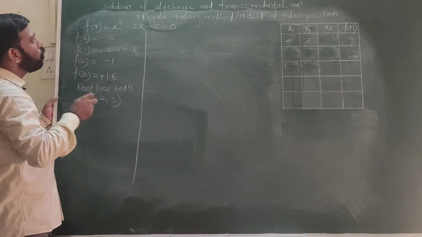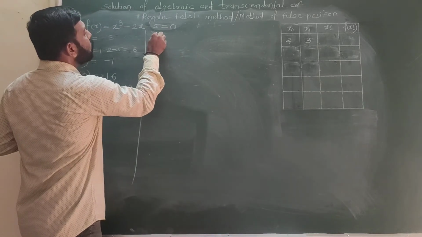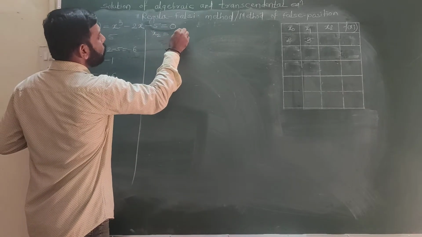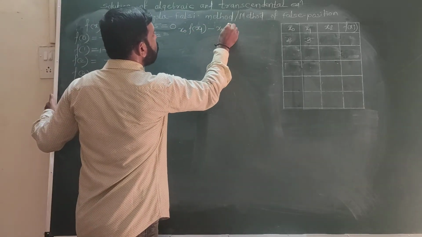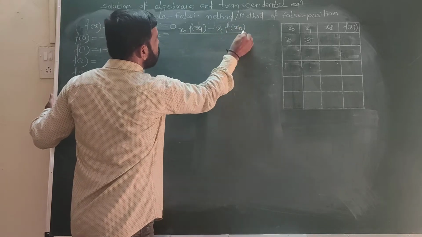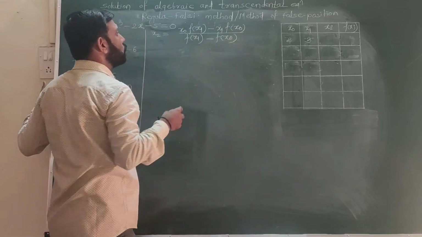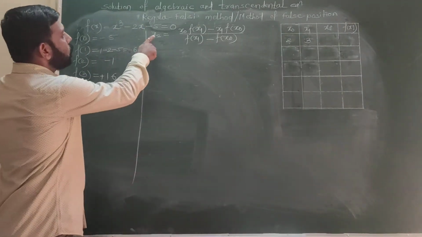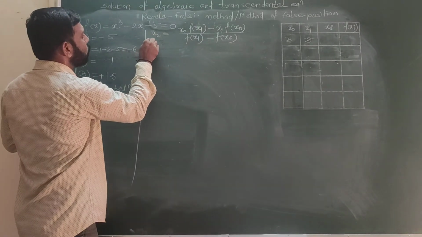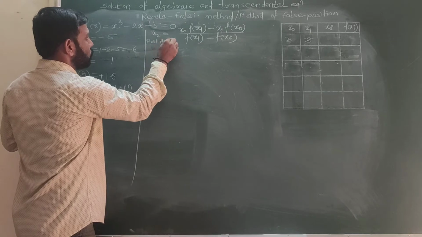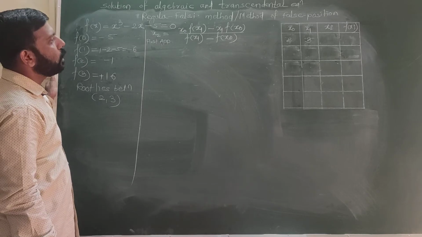Now we have the formula for the regula falsi method. x2 is equal to x0 f of x1 minus x1 f of x0, upon f of x1 minus f of x0. So this is the formula. Now this x2 is only the representation, but it gives us the first approximation. So we will calculate the first approximation.